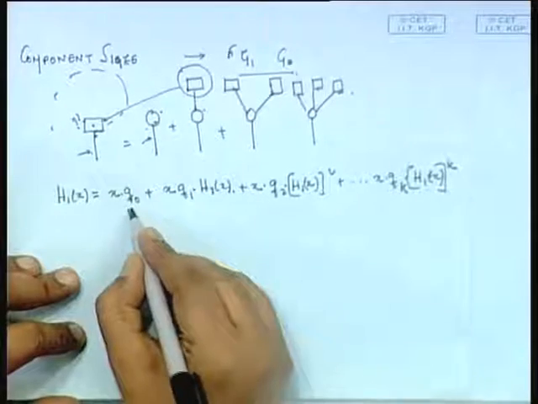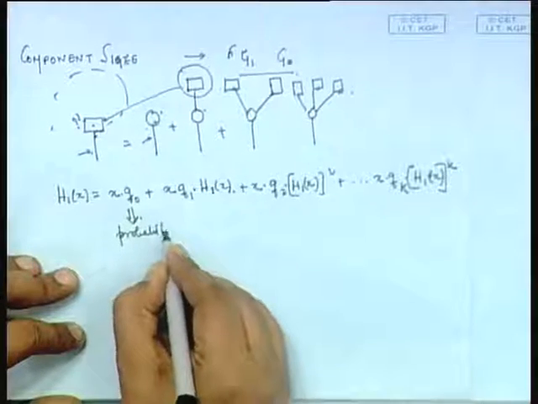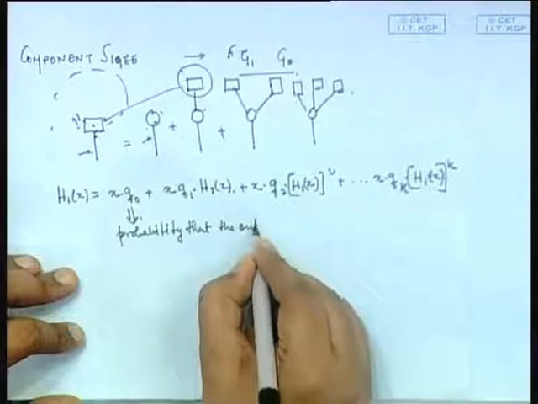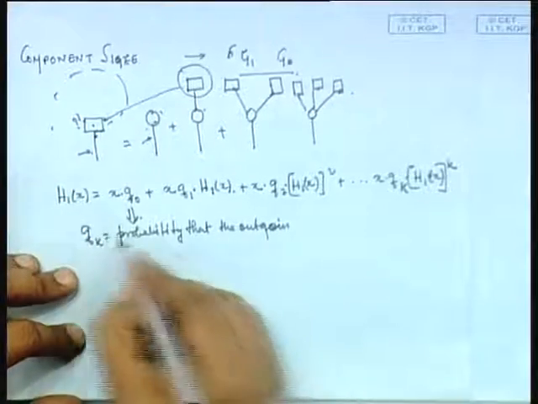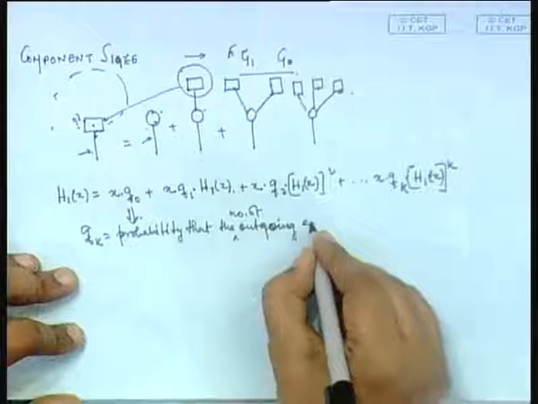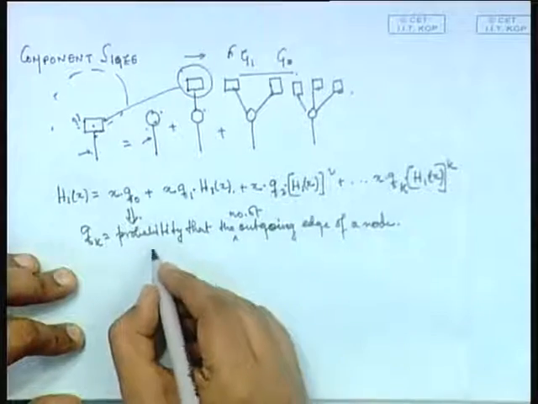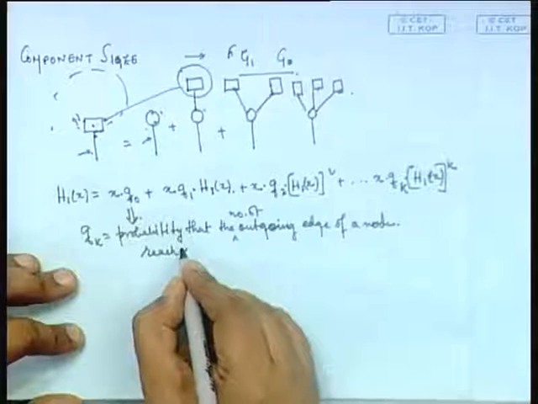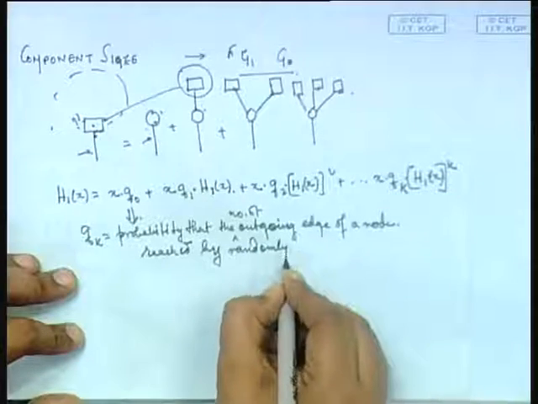So, what is this q? What is this q? q_k is the probability that the number of outgoing edges of a node reached by randomly picking an edge.